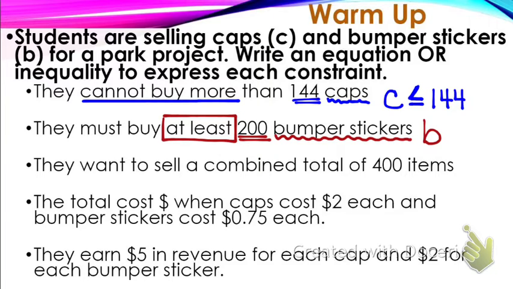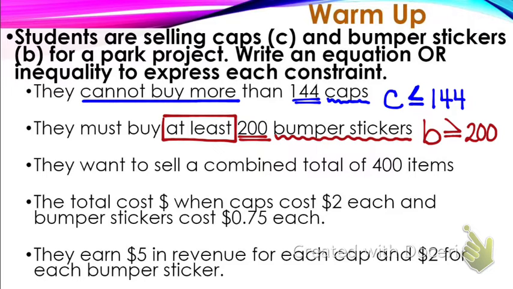Greater than or less than here? Greater than. Can I use the or equal to? Yes. B is greater than or equal to how much? 200. All right. 2 down, 3 to go.